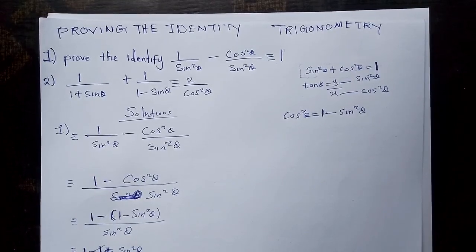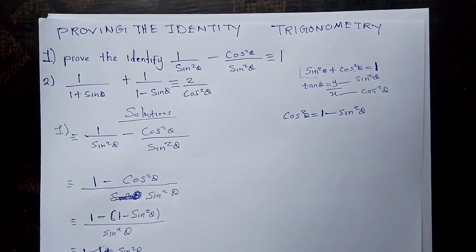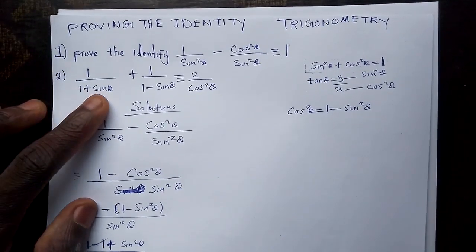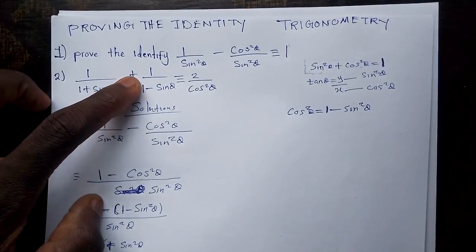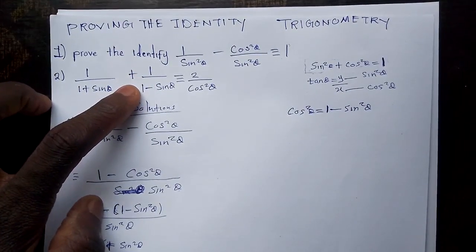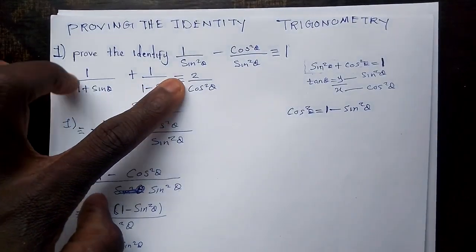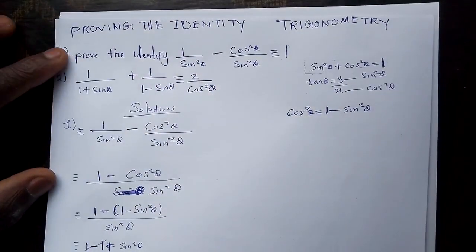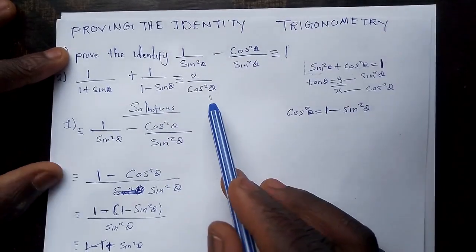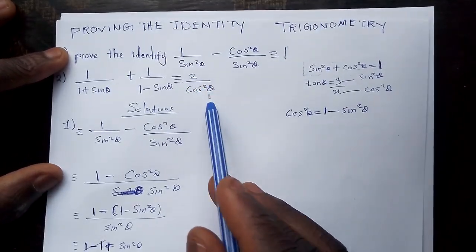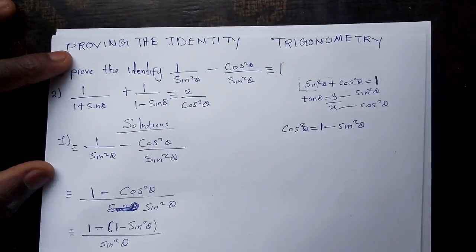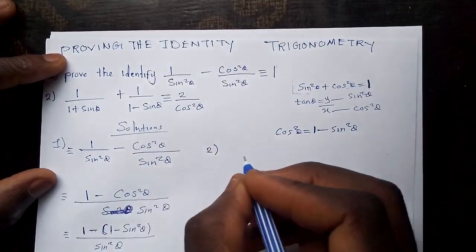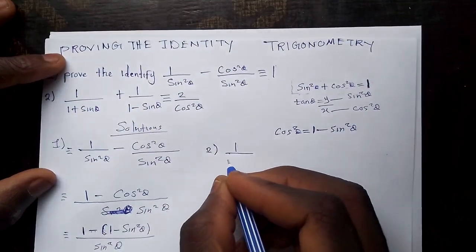Then the second one is saying 1 over 1 plus sine theta plus 1 over 1 minus sine theta is equivalent to 2 over cos 2 theta. Like the way I was saying, we need to ignore this side, unless otherwise. So as for question 2, let me write it.